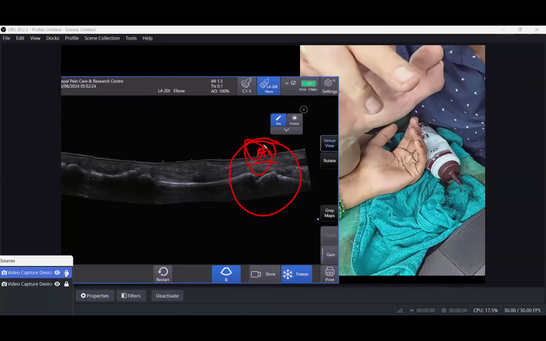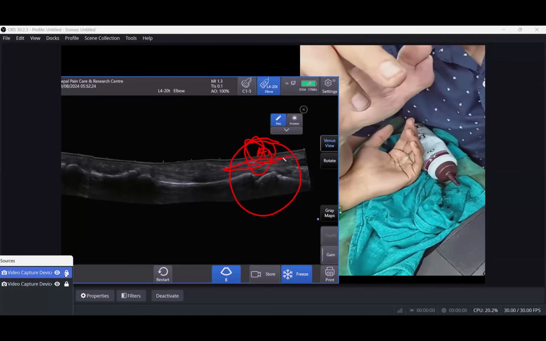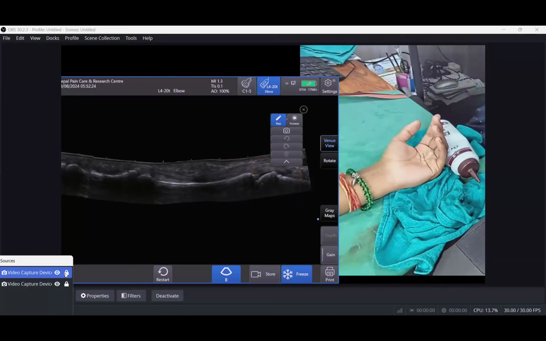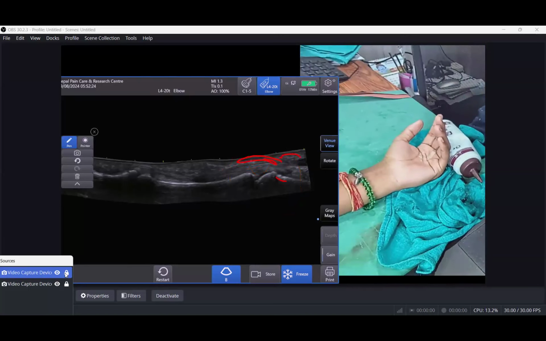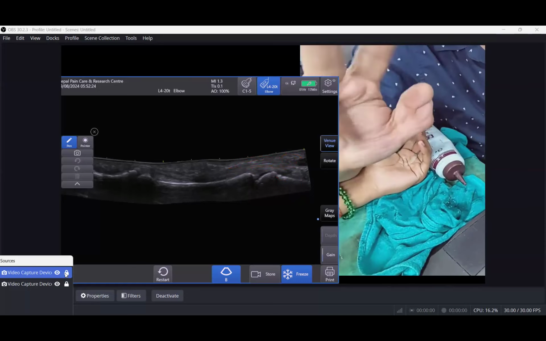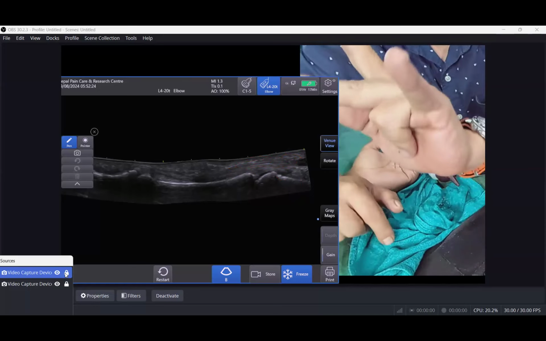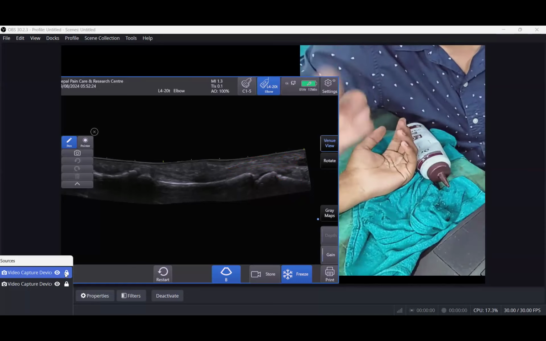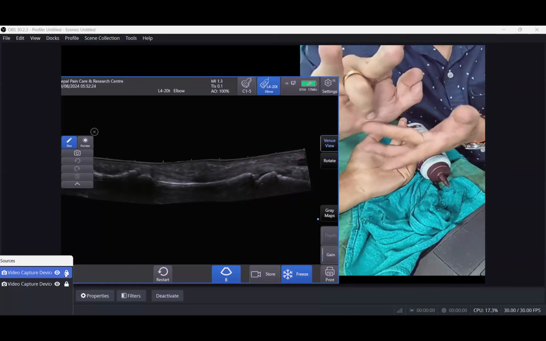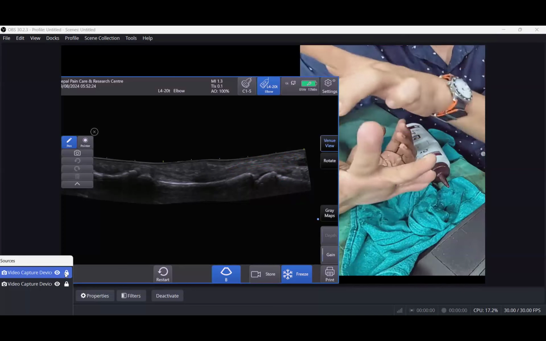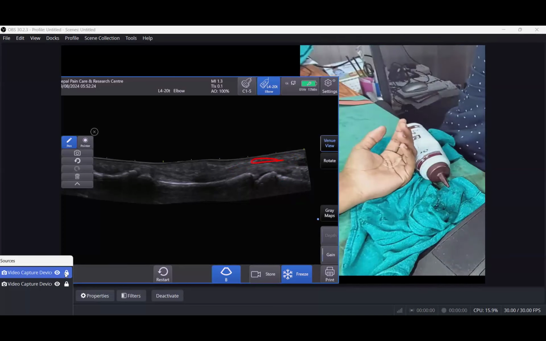Where the A1 pulley is thickened, or if the tendon is thickened, the smooth gliding of the tendon below the pulley will not be there, and the finger will be stuck like this, like a trigger. So it is called trigger finger. I'm sure everybody has seen a trigger finger patient like this, and the patient basically has to pull the finger upwards to relieve the trigger.